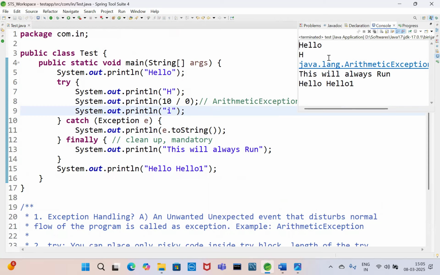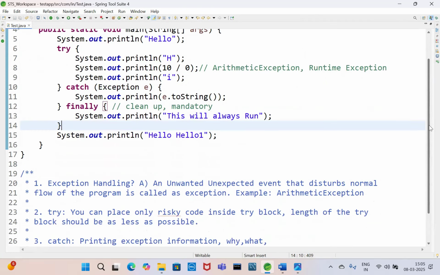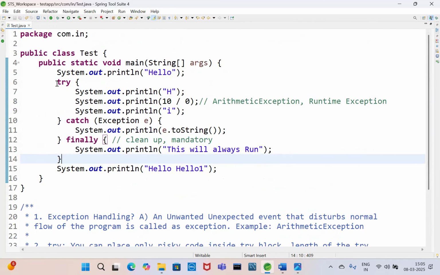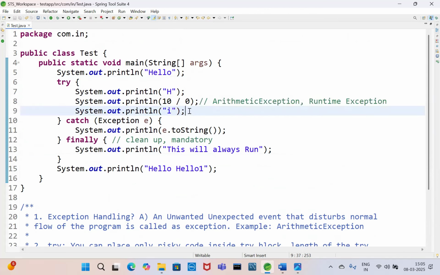See, hello, H. I is not there, right? So that means what does finally tell us? The finally block should be executed always, irrespective of whether exception is raised or not. Here in the catch block, whether exception is raised or not, the finally block will not consider that. This finally block should be executed always, irrespective of whether exception is raised or not. This is the basics of exception handling.